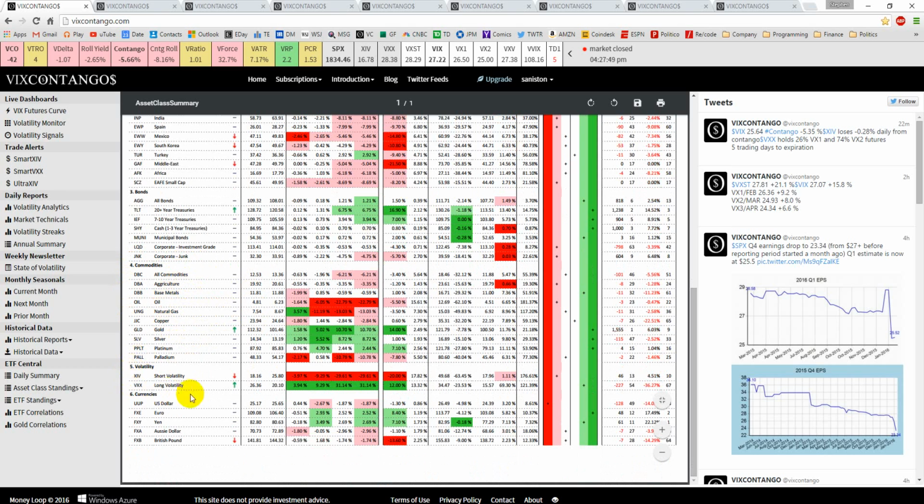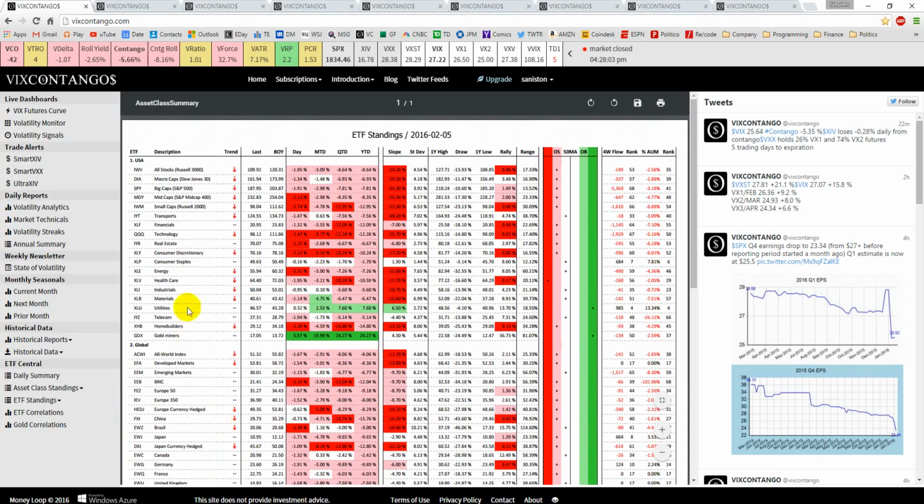Then we have a section on volatility, the short volatility and the long volatility ETFs, and then we have a section on currencies where we cover the 5 most important currencies: the dollar, the euro, the yen, the Aussie dollar, and the British pound.